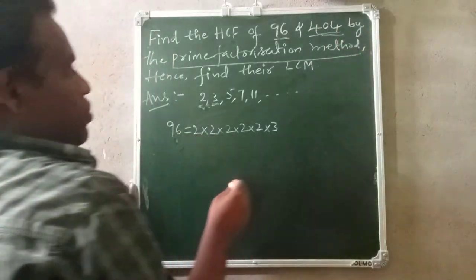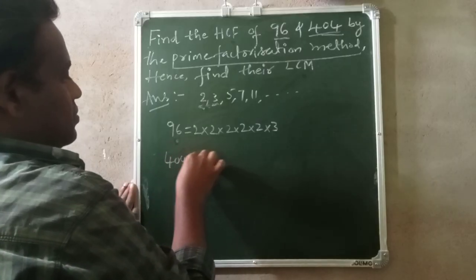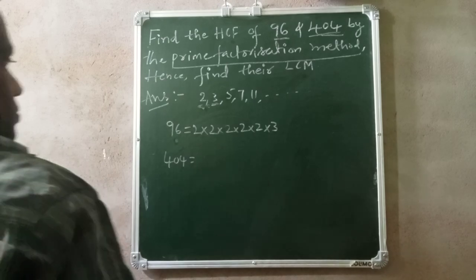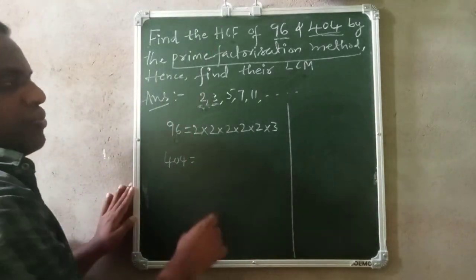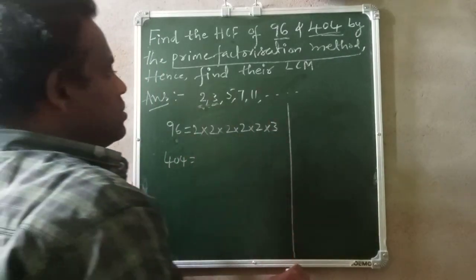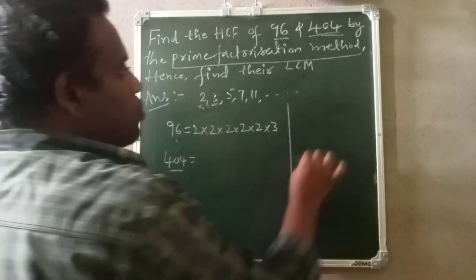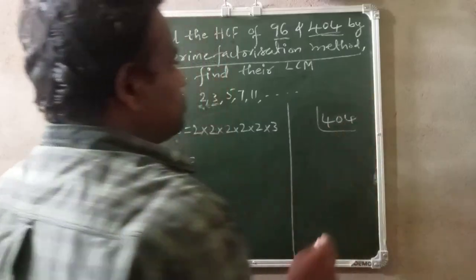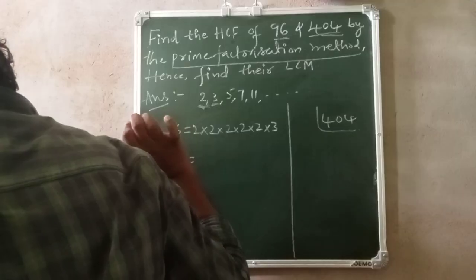So next number is 404. To find the prime factors, we have to divide this 404 by these prime numbers, like how we did for this 96. So this 404 you write here, put like this.